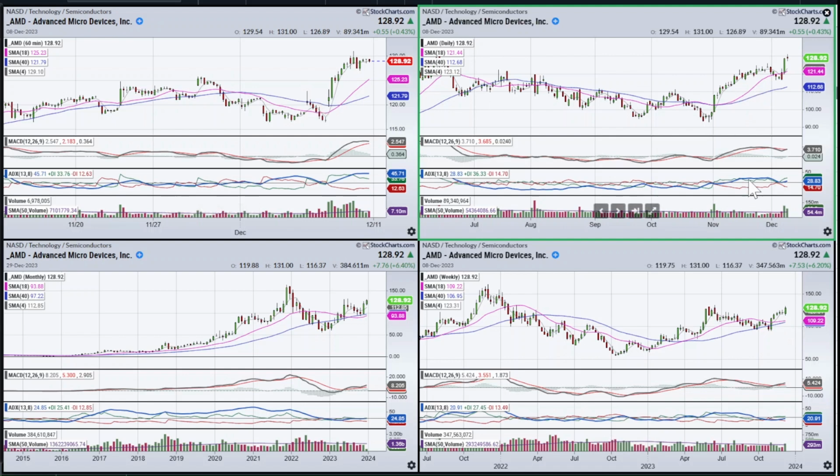And just make sure you understand the difference between a real pullback that could be a topping pattern and could cause a longer consolidation versus one that's really not and is actually setting up another buying chance.